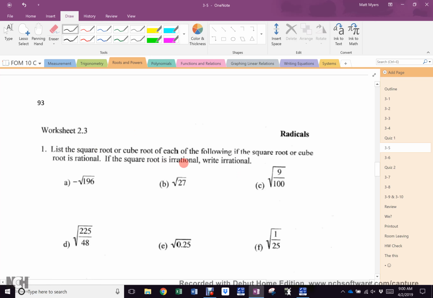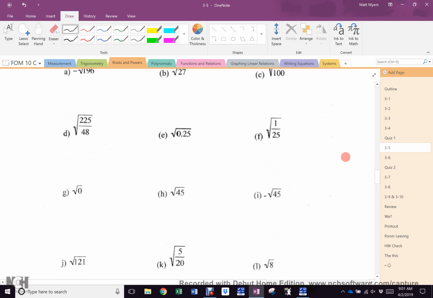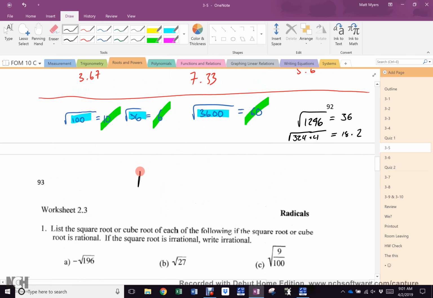If it's irrational, you cannot make it into a fraction. It will not give you a rational number, right? And we've talked about that. Square root of 7, can't do it, right? So what I want you to do on this page is see if you can figure out all these square roots, no calculator.